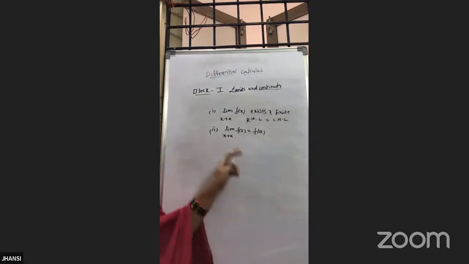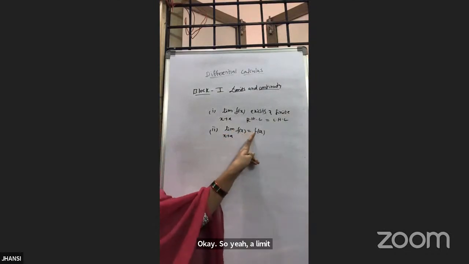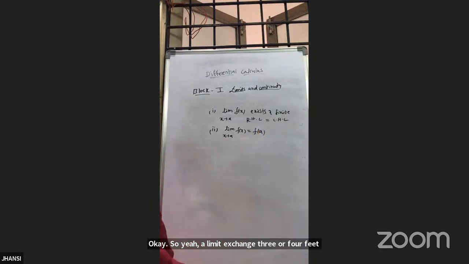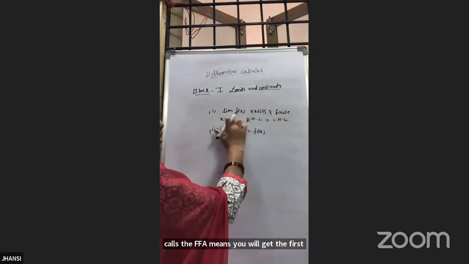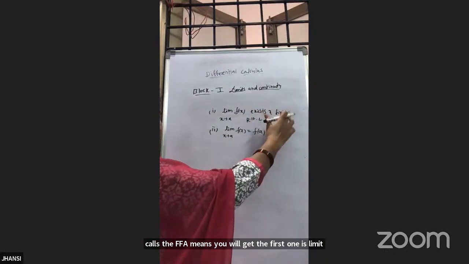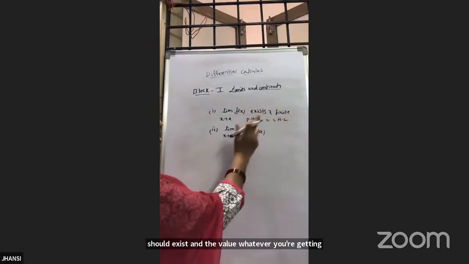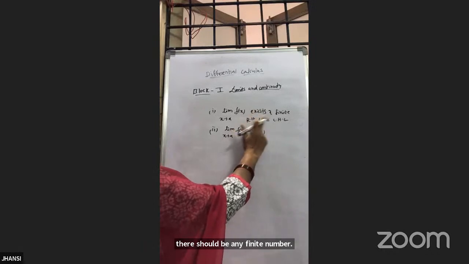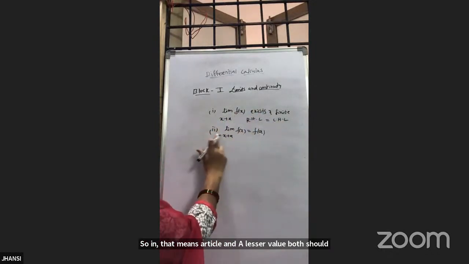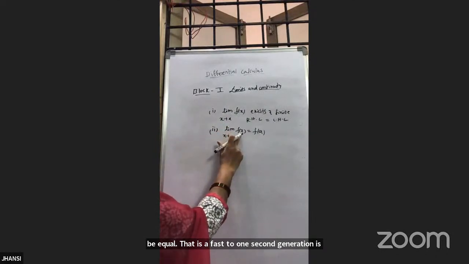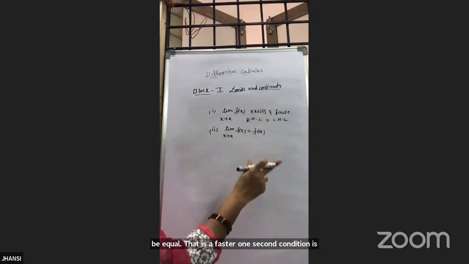So limit as x tends to a of f of x equals f of a means, first, the limit should exist and the value you are getting should be a finite number. That means the RHL and LHL values both should be equal. That is the first one. The second condition is that the limit as x tends to a of f of x should be equal to f of a.